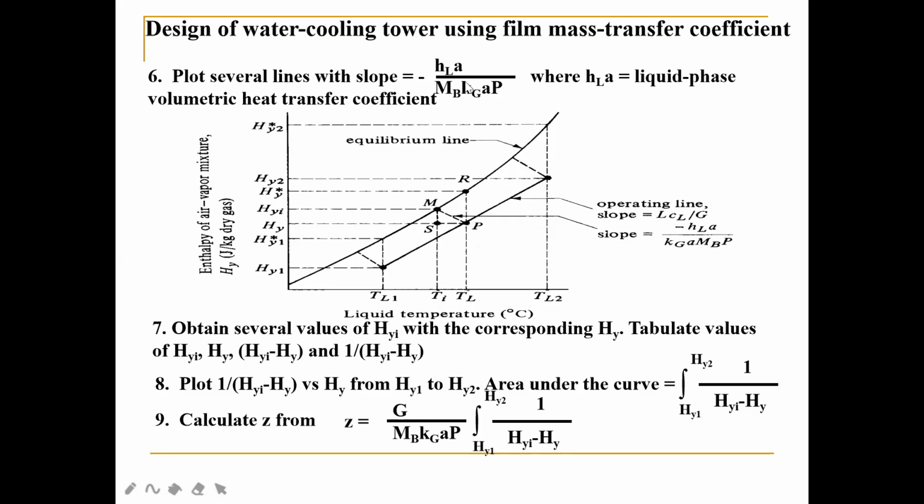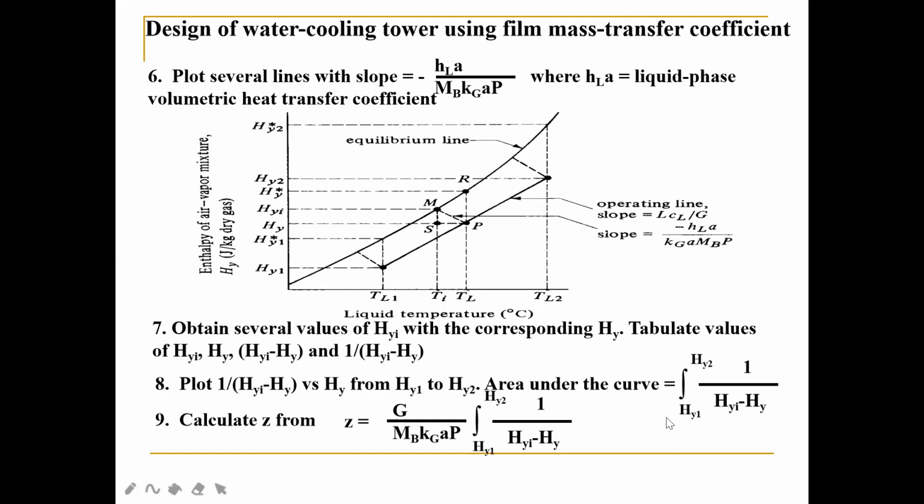Okay, so the objective is to get as many values of HYI minus HY as possible, because you want to get this integral, right? In order for you to get this integral, you want to be able to get the area under the curve, right? So you have to plot this graph, 1 over HYI minus HY on the y-axis against HY values on the x-axis. Okay, so with that, then you will calculate the area under the curve.